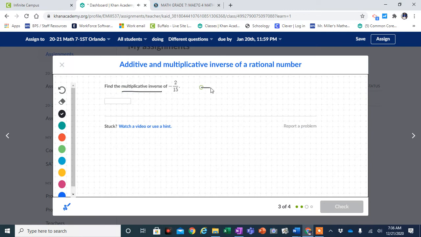Multiplicative inverse. So negative 2 over 15. What would you multiply that by? Because again, it says inverse, in order to get a 1. So we would need a negative. Negative times a negative gives you a positive. And then we would have to flip the number.